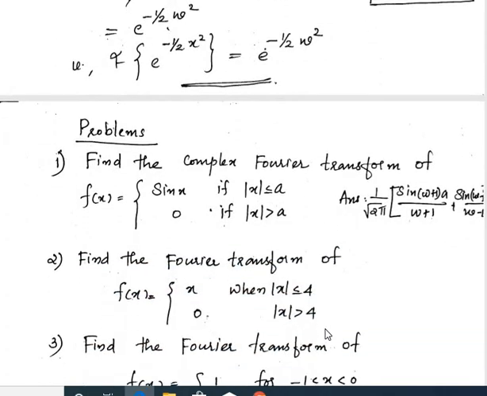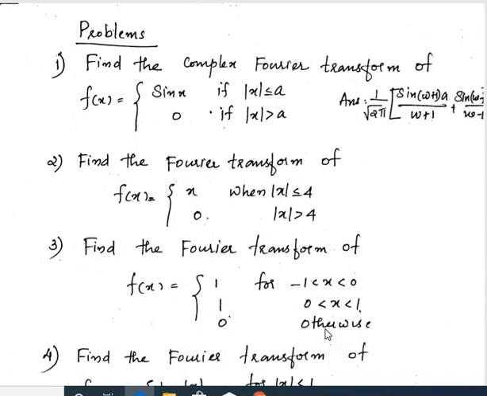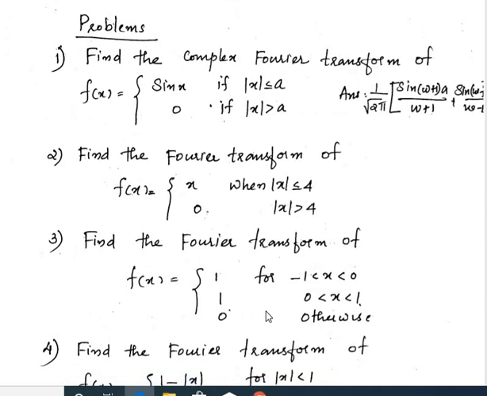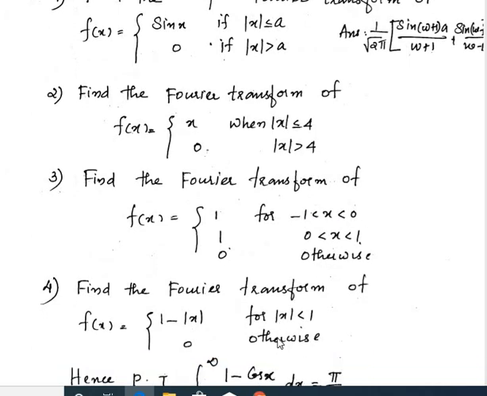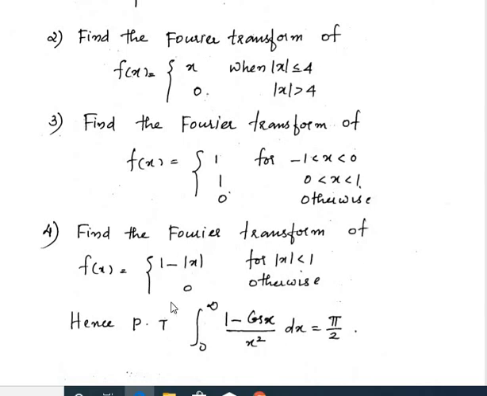And here some extra problems are given. Find the complex Fourier transform of the given function. The limit is minus a to a, and the function is sin x. Here the limit is minus 4 to 4, the function is x. Here two values are given, that is the limit minus 1 to 0 plus 0 to 1. In the last one, first find the Fourier transform, then applying the inverse transform formula, deduce the corresponding integral.